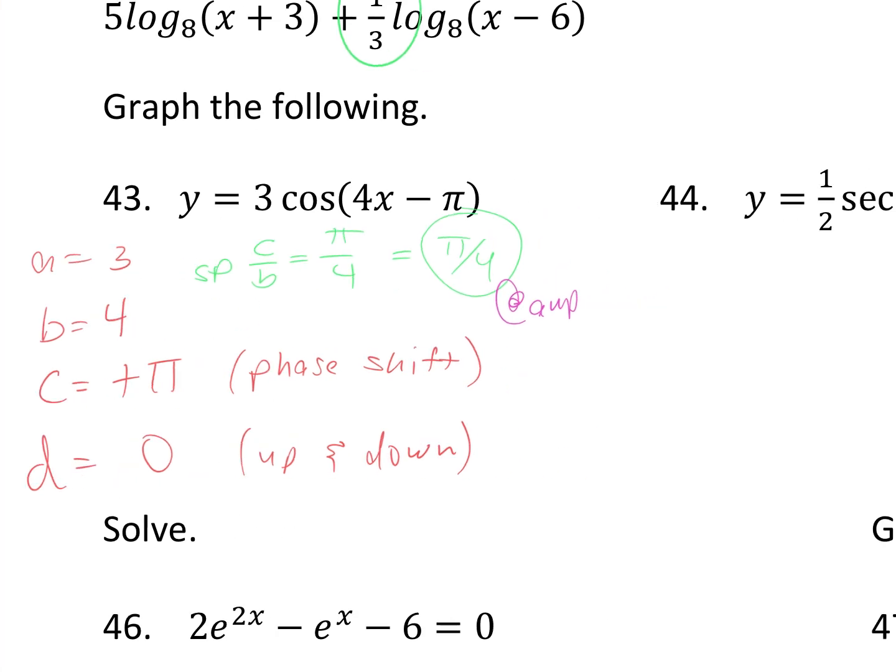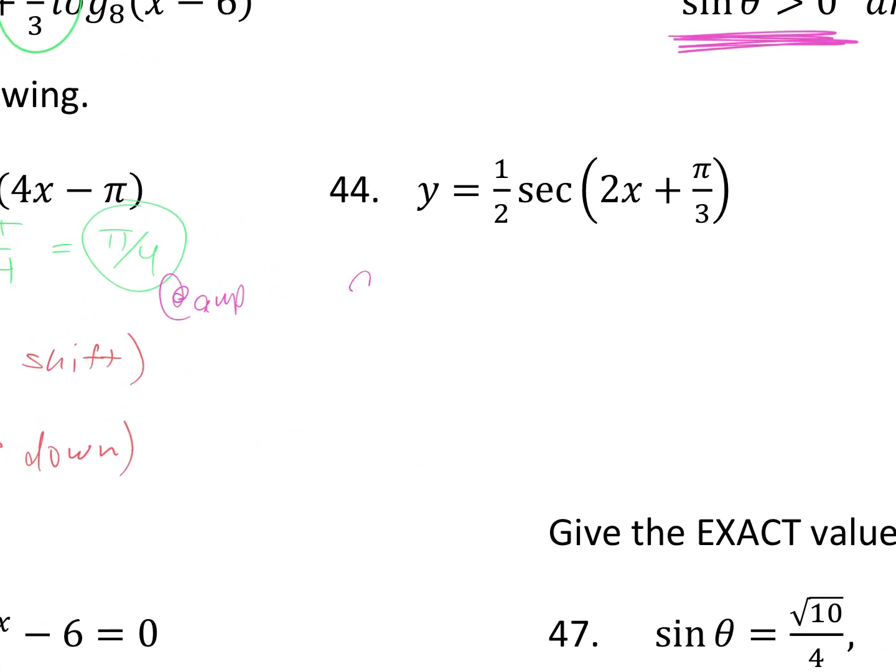But understand what each piece means. Here, what is your A value? What's your amplitude? 1/2. Good. What is your B? What's the number in front of X? 2. What is your phase shift? Negative pi over 3. Good. And what's your vertical shift up and down? 0. Is this a normal cosine or sine curve? No. This is a what kind?